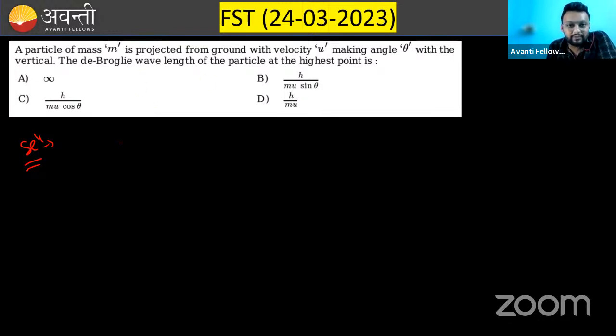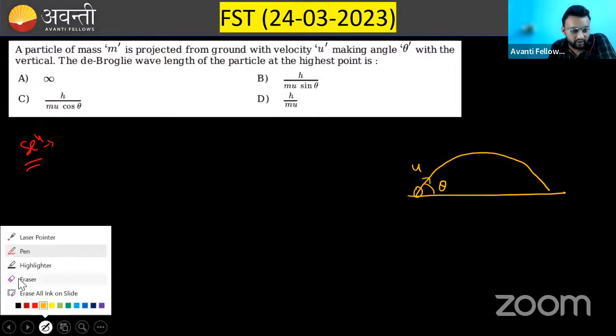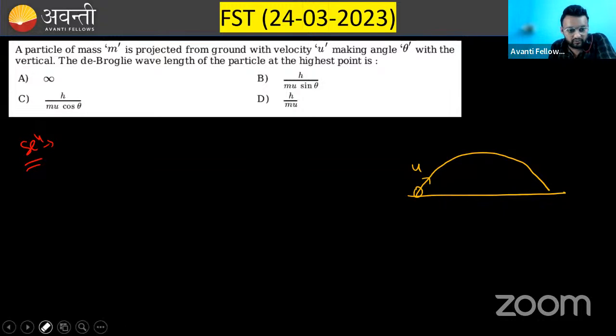A particle of mass m is projected from ground. So again, we will draw a rough diagram, projected from ground with a velocity u, making an angle theta with the vertical, not from the horizontal. Clear? The de Broglie wavelength of the particle at the highest point is.